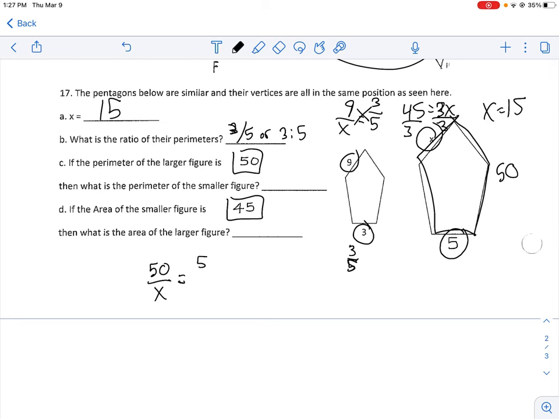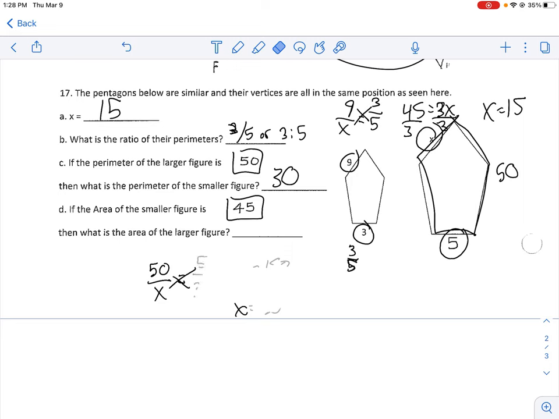So the 5 is the larger one, so that would go on top over 3. It doesn't matter if you flip it upside down, it would be the same thing. x over 50 is equal to 3 over 5 would be the same thing. You can solve it that way too, okay? All right, so cross multiply, 5x is equal to 150. So divide by 5 on both sides, and x is equal to 30. So the perimeter of our smaller figure is 30.